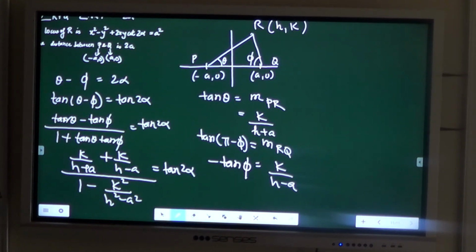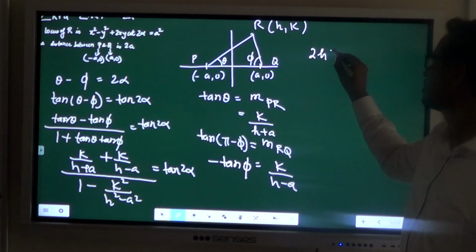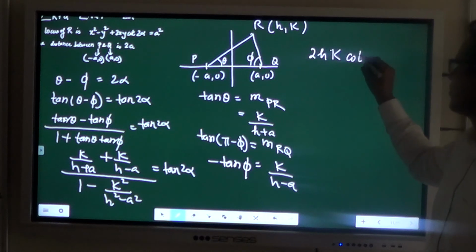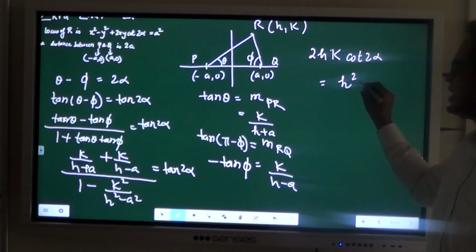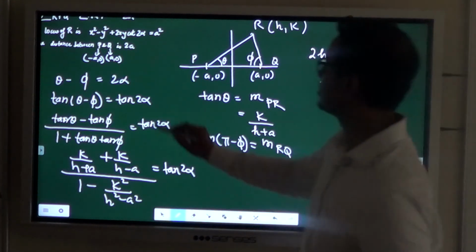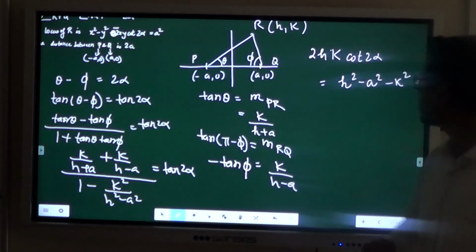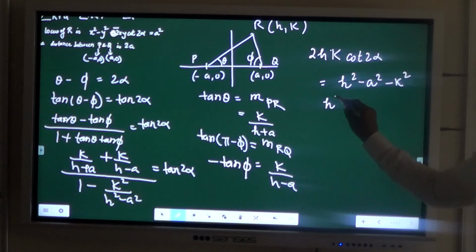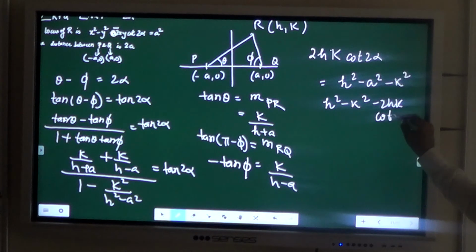Are you getting the answer? Please check. So k is the y coordinate of R, h is the x coordinate of R. On the numerator itself I can see 2hk coming. And on the right side I will get h square minus a square minus k square. It goes up and becomes cot of 2 alpha. So the signs don't exactly match; there's a minus sign coming over there. So it will be h square minus k square minus 2hk cot 2 alpha is equal to a square.